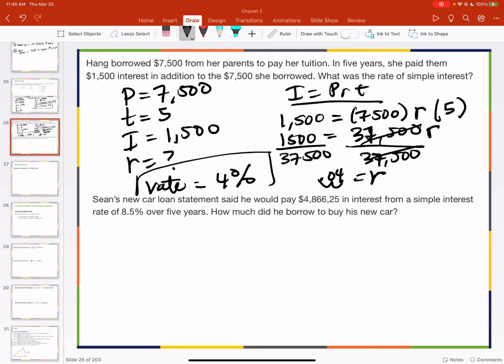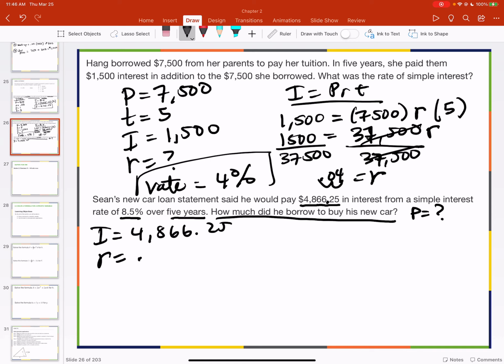Okay, Sean's new car loan statement said that he would pay $4,866 and 25 cents in interest from a simple interest rate of 8.5% over 5 years. How much did he borrow to buy his new car? So they're asking for principal. They give us the interest. So the interest is 4,866.25. The rate is 8.5% or 0.085. Time is 5 years. So we plug everything in.